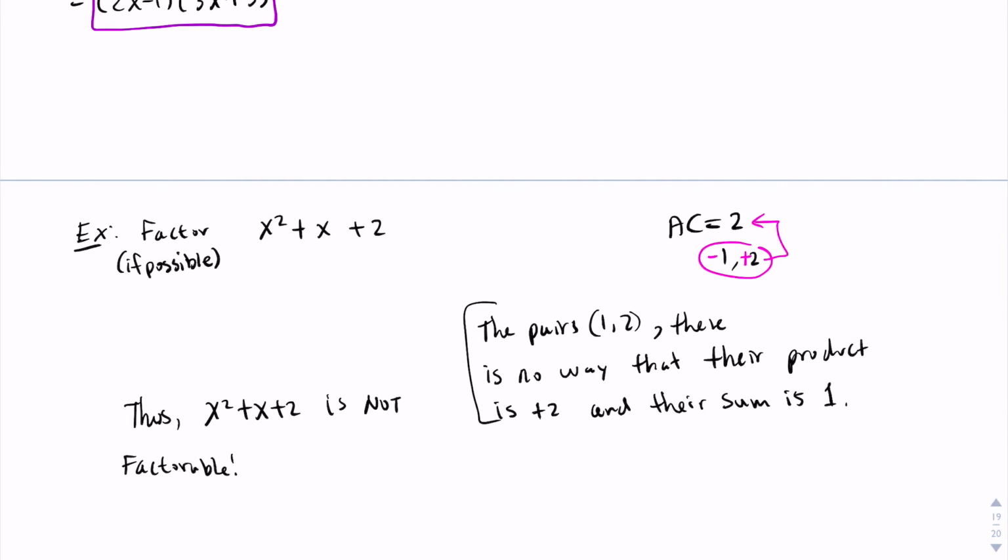When we say not factorable, we mean it's not factorable as a product of two polynomials in the real numbers. It is possible to factor them using complex numbers. So again, when we say not factorable, we really mean using real numbers, yeah.